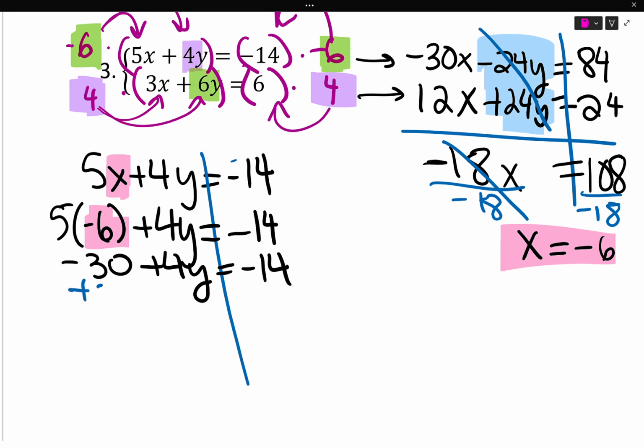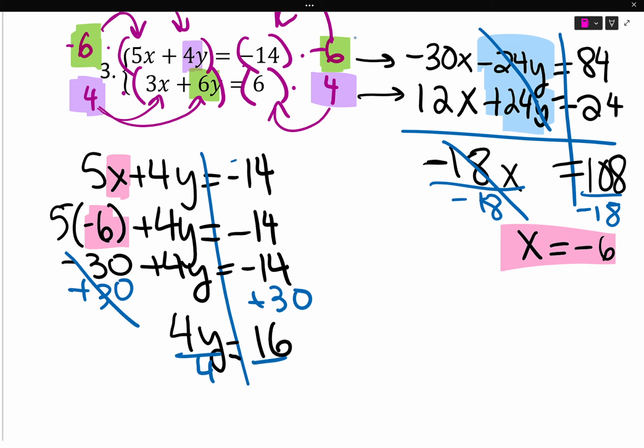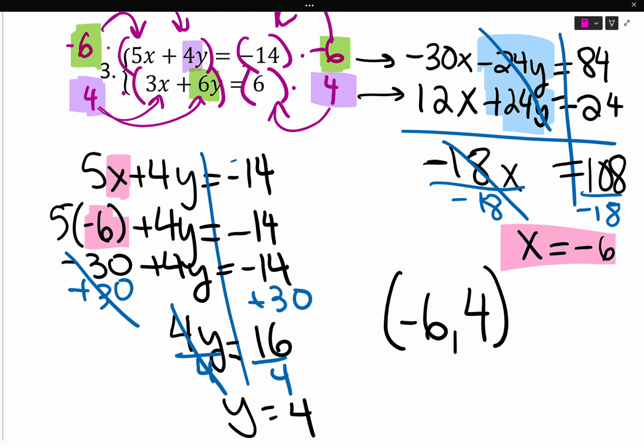I'm going to add 30 to both sides. The 30s cancel here. So you have 4y equals 16. And we finish by dividing both sides by 4. Y equals 4. Negative 6, 4. Okay. Let's continue.